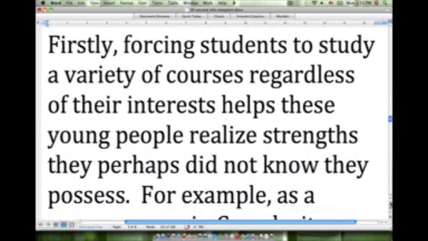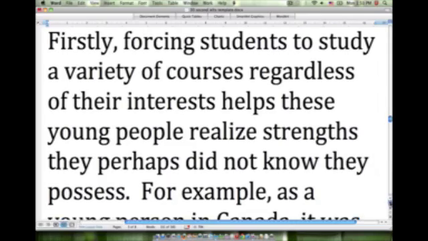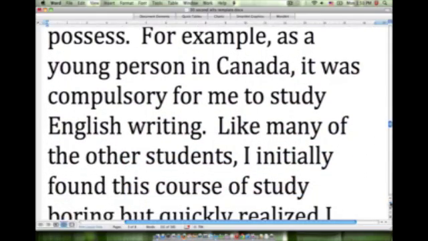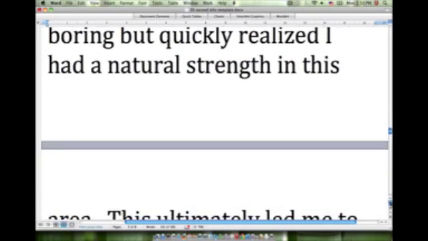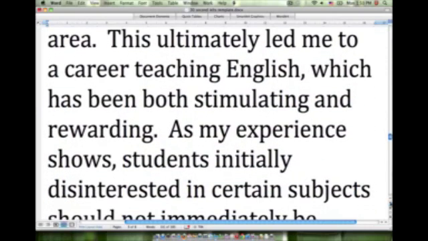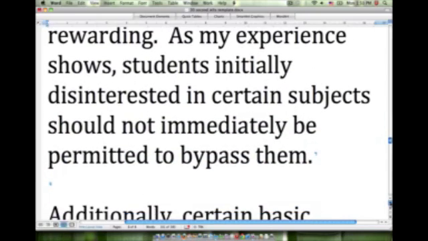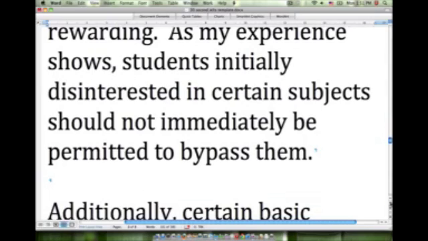Okay. Firstly, forcing students to study a variety of courses regardless of their interests helps these young people realize strengths they perhaps did not know they possess. For example, as a young person in Canada, it was compulsory for me to study English writing. Like many of the other students, I initially found this course of study boring, but quickly realized I had a natural strength in this area. This ultimately led me to a career teaching English, which has been both stimulating and rewarding. As my experience shows, students initially disinterested in certain subjects should not immediately be permitted to bypass them.